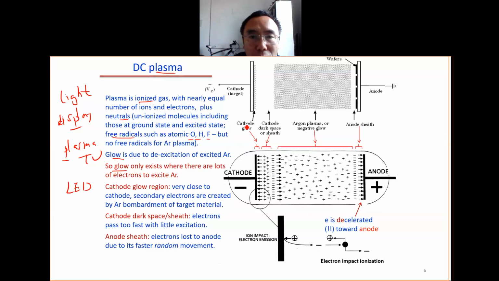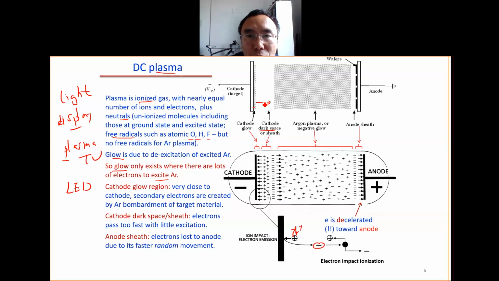So here we have the cathode glow. The glow is because of the electrons exciting argon. The argon ion collides with the target, the cathode, to emit electrons. These electrons will excite argon, then we have the glow. But at this place, we have what is called the cathode dark space or sheath.